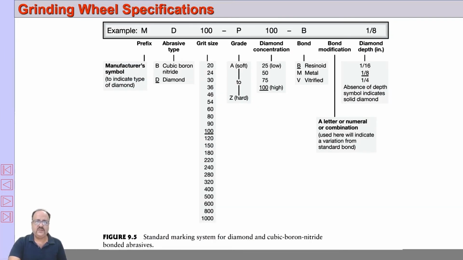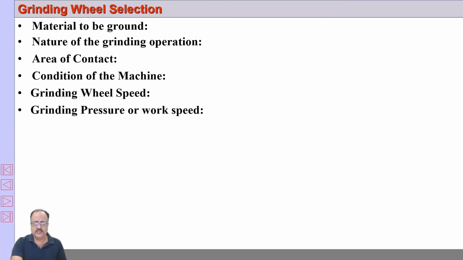This is the specification used for designating cubic boron nitride and diamond. It's pretty similar: abrasive type, grit size, grade, diamond concentration, bond and bond modification, and the diamond depth. So all these are specified in specifying diamond and cubic boron nitride. We are not going into discussions on this.